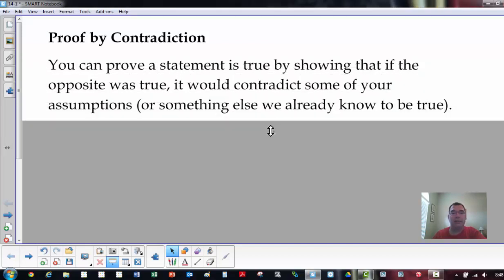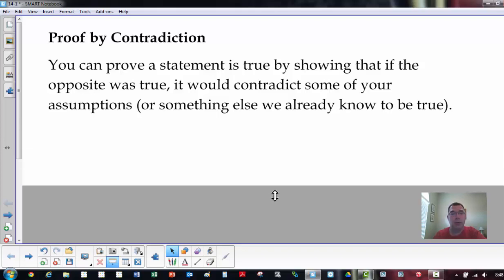You can prove that a statement is true by showing that if the opposite was true, it would contradict some of your assumptions or something that we already know to be true. So that's basically what we're going to do. Rather than prove something to be true, we're going to try and show that the opposite is true and then come across some kind of contradiction, which means that the opposite can't be true.